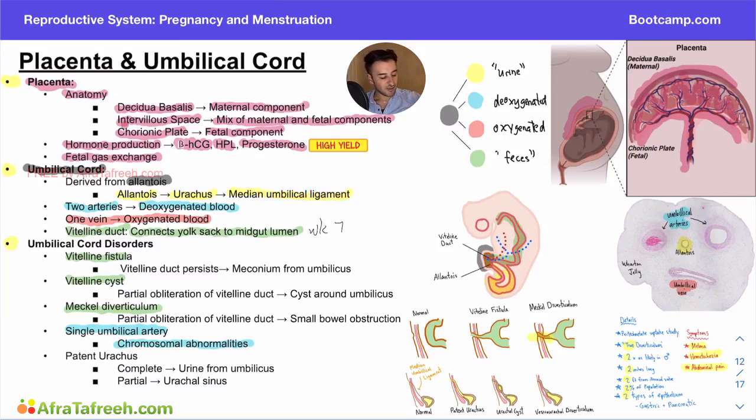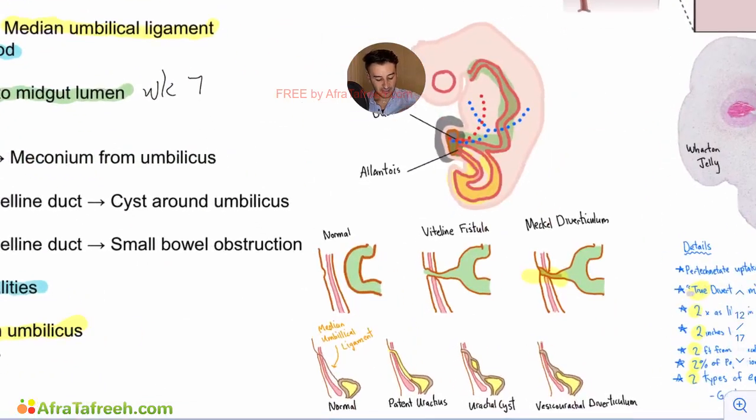And then finally, let's talk about our urachal pathology. So we can have a completely patent urachus, and this is going to be very similar to our vitelline fistula, which we talked about before. And if we look at the analogous thing happening in the urachus here, we'll see that we have a connection with the bladder that is coming out of the umbilicus. So you can expect these babies when they're born to be peeing out of their belly button, which is really wild. It's crazy to think about.